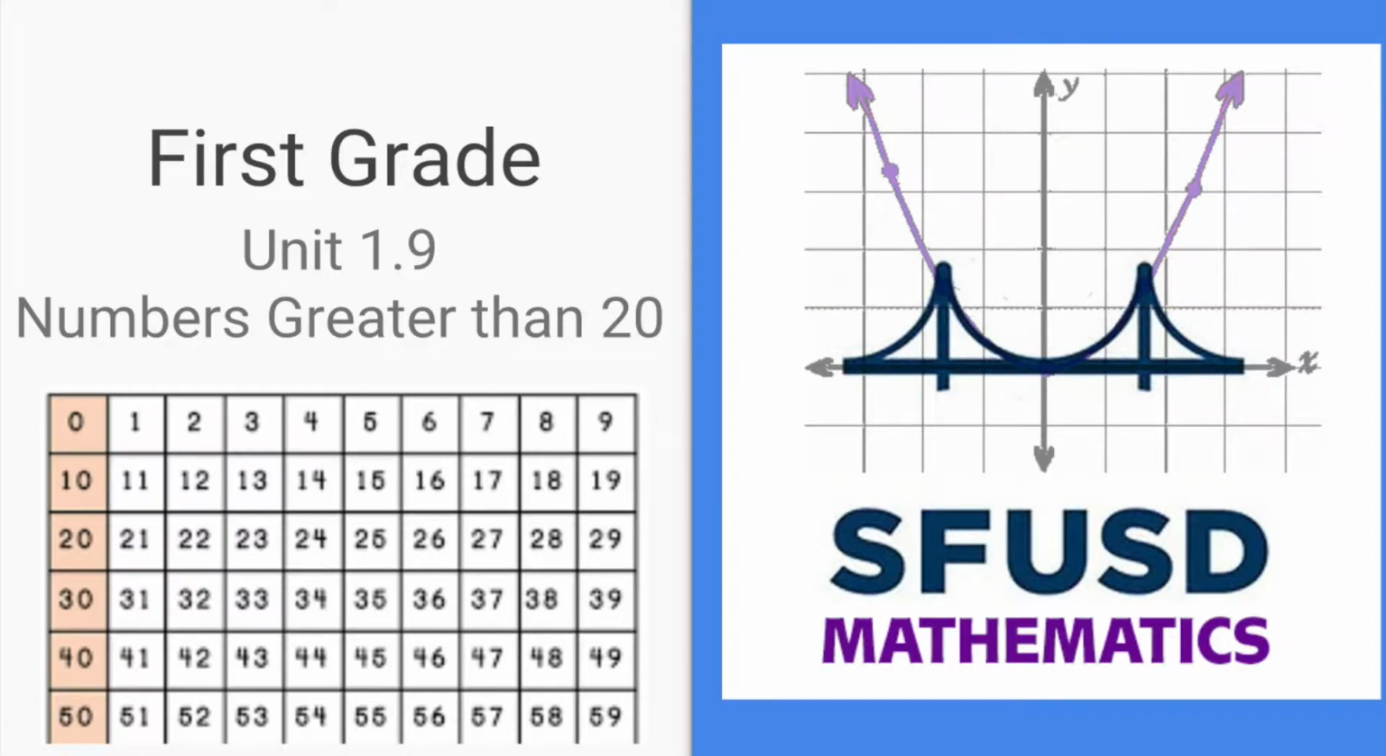I have been a teacher in SFUSD since 2002, and I am excited to talk to you about Unit 1.9, Numbers Greater Than 20. This is a 20-day unit which you and your students will likely start toward the middle of March and continue working in through April.